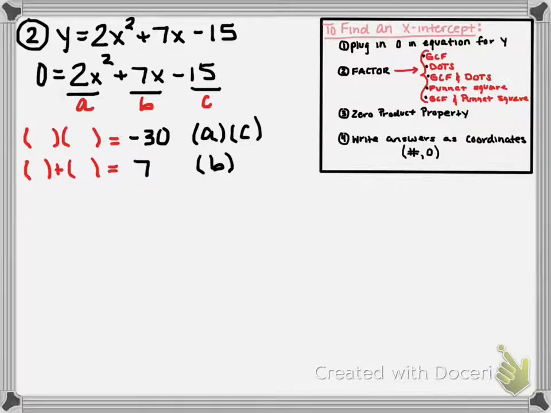So let's take a moment, think about those 2 numbers that would multiply and add. And in this case, I found that they were 10 and negative 3. Remember that they have to work, guys, for both equations. So 10 times negative 3 multiplies to negative 30, and 10 plus negative 3 adds to 7. Once I'm done finding those 2 numbers, I'm going to go to my Punnett square.